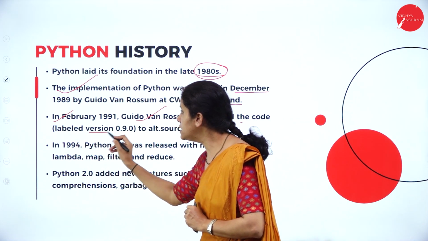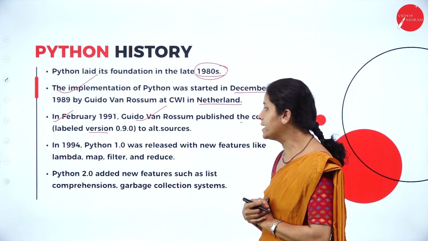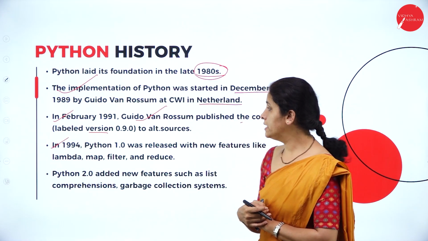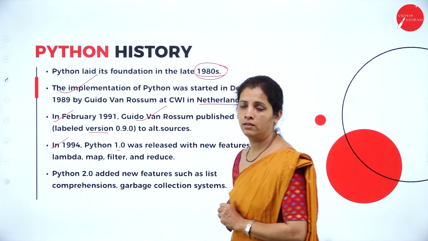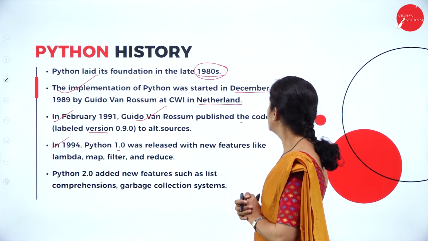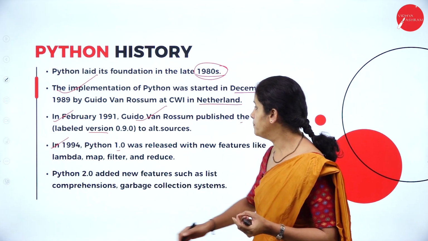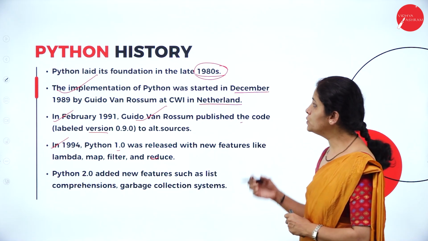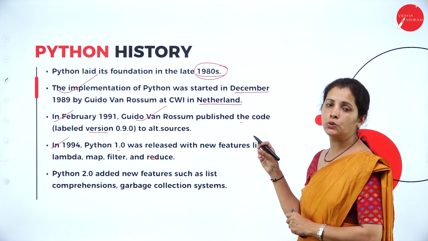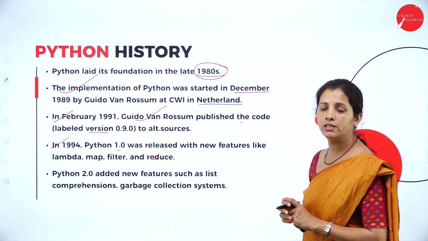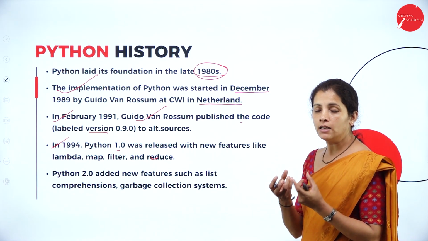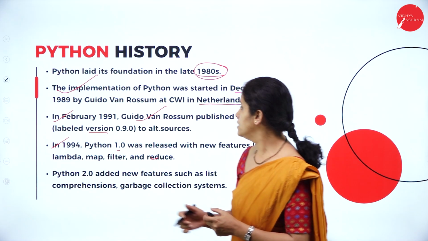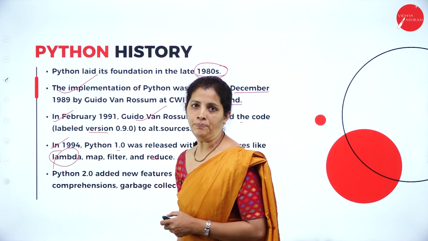What version is it? Version 0.9.0. And in the year 1994, Python 1 was released with new features like lambda, map, filter and reduce. So dear student, Python is mainly used to develop mathematical applications. Then what do I require? I require mathematical related components, right? So here lambda, map.